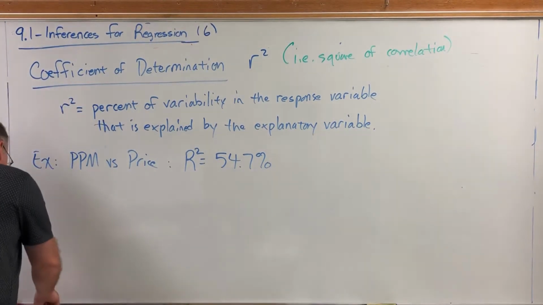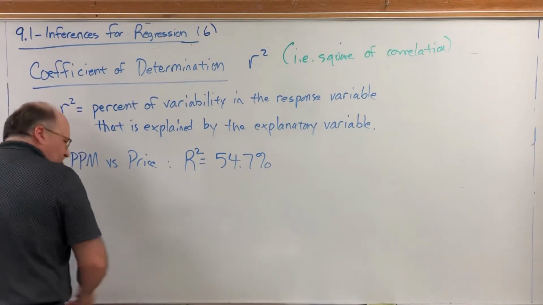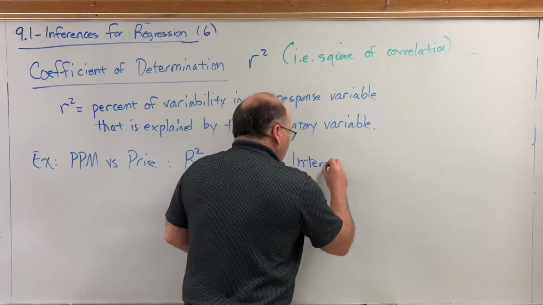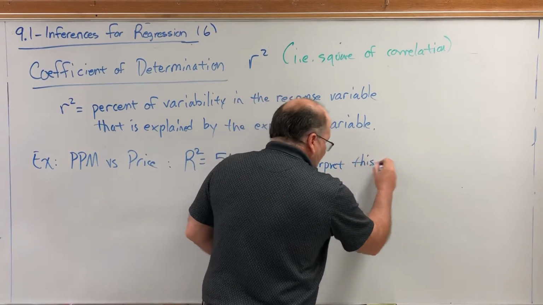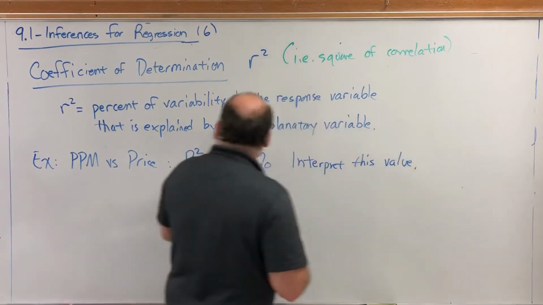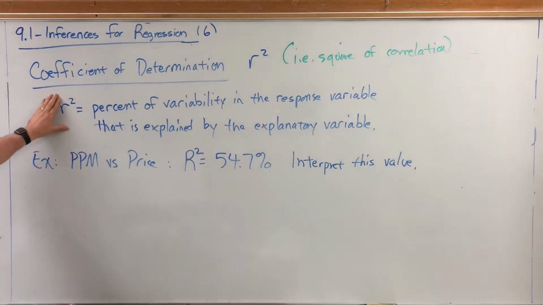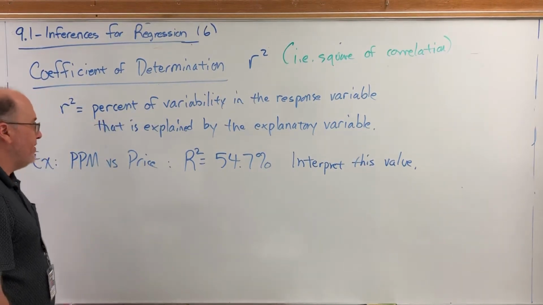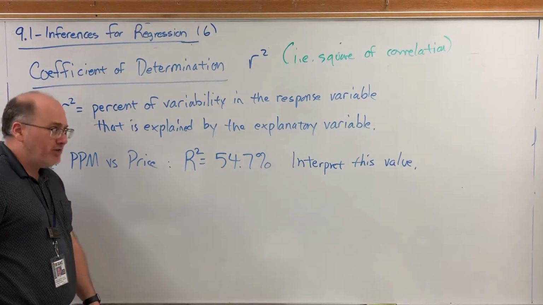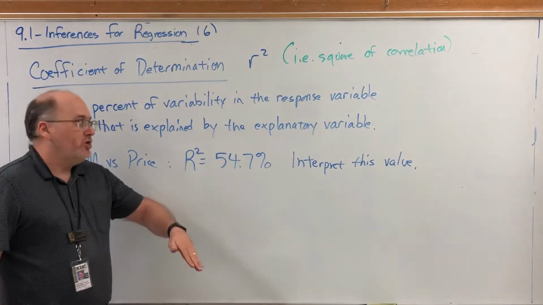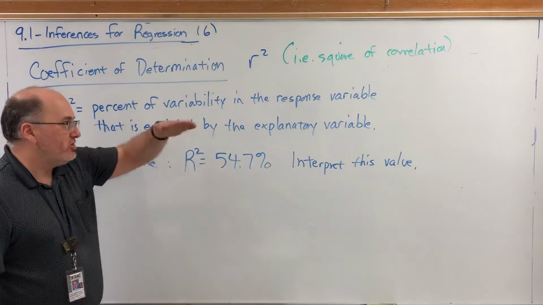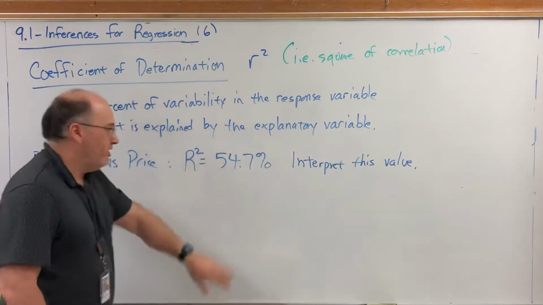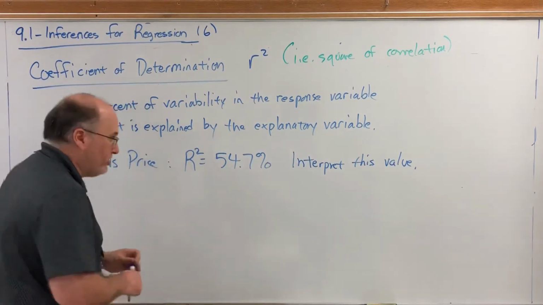But what does that mean? On your next test, you will be asked to interpret the value of r squared. And it's actually really easy to do. But I should tell you what r squared measures in general. R squared is the percent of variability in the response variable that is explained by the explanatory variable. In other words, when the response variable changes, what percent of that change can be attributed to the explanatory variable? In this case, the answer is 54.7%.